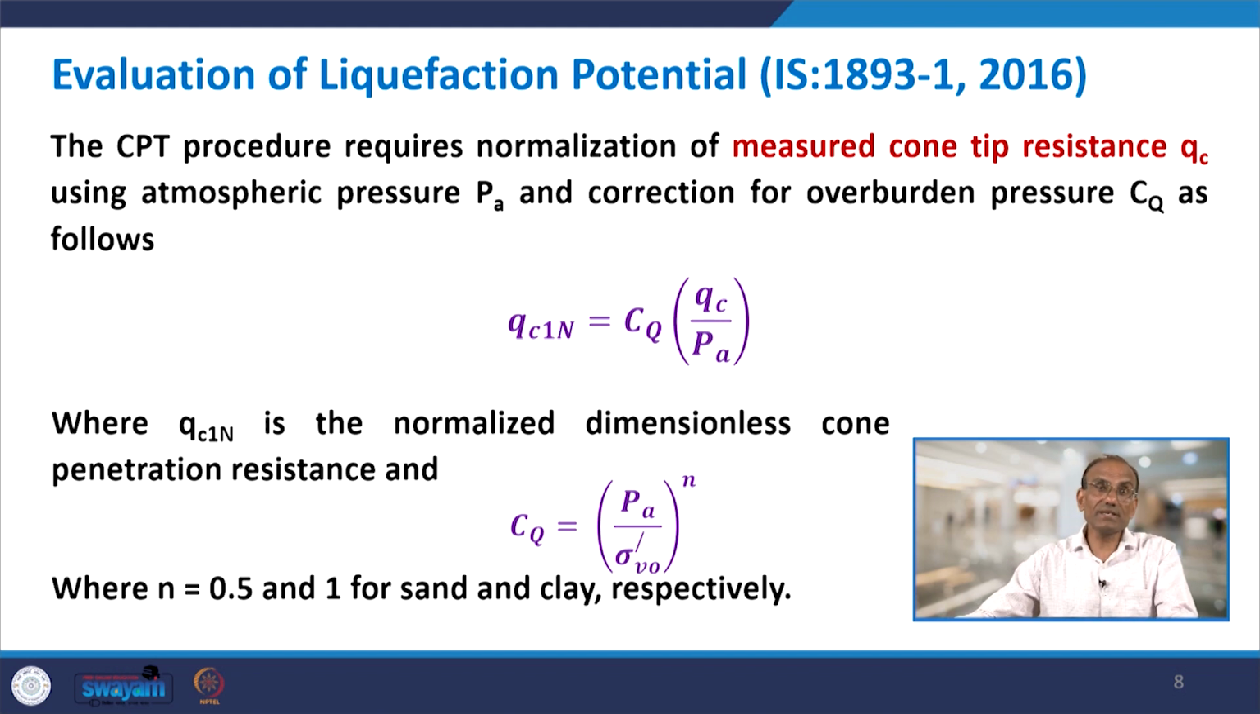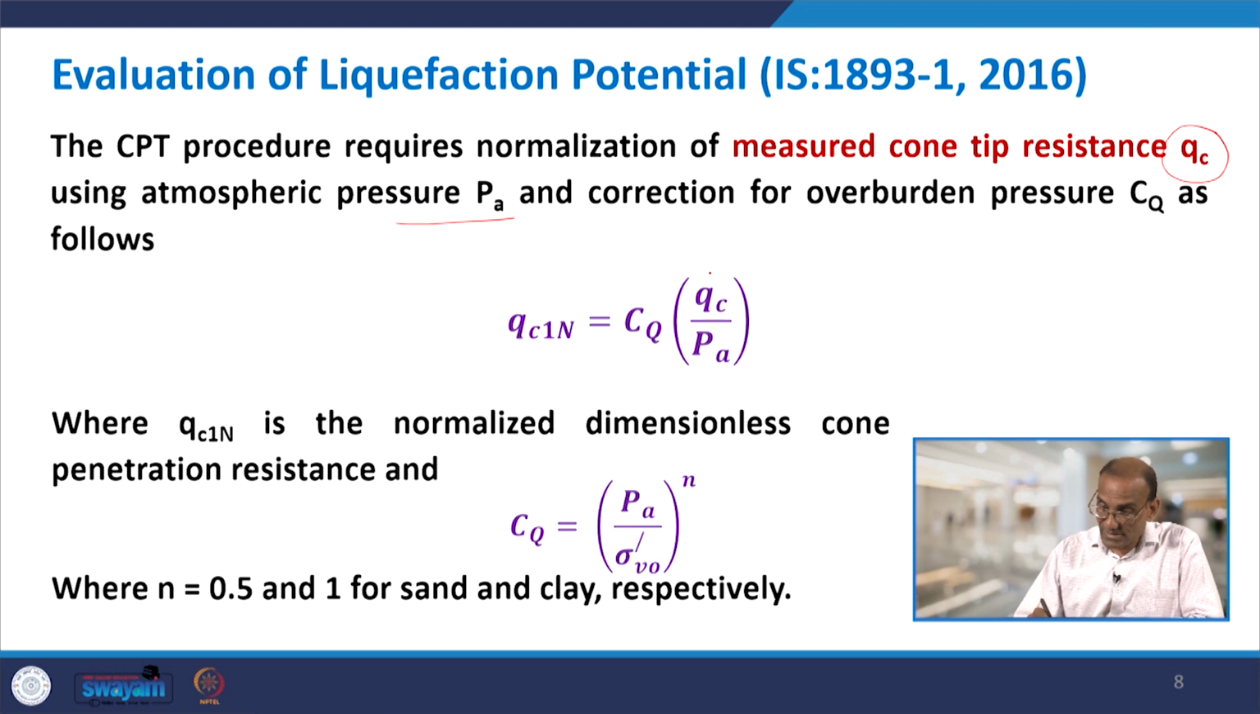Here the CPT discussion is again based on the code IS 1893. The CPT procedure requires normalization of the measured cone tip resistance. What is cone tip resistance? It is QC in short. In the case of SPT we measured the N value; here we measure the tip resistance, and this tip resistance of the cone needs to be normalized by the atmospheric pressure PA and a correction for overburden, CQ.